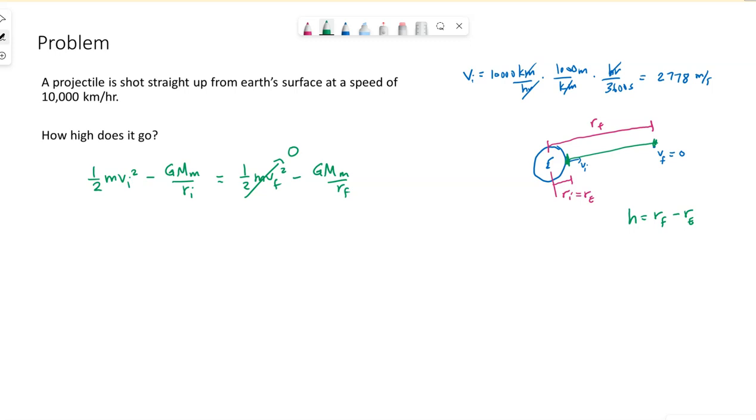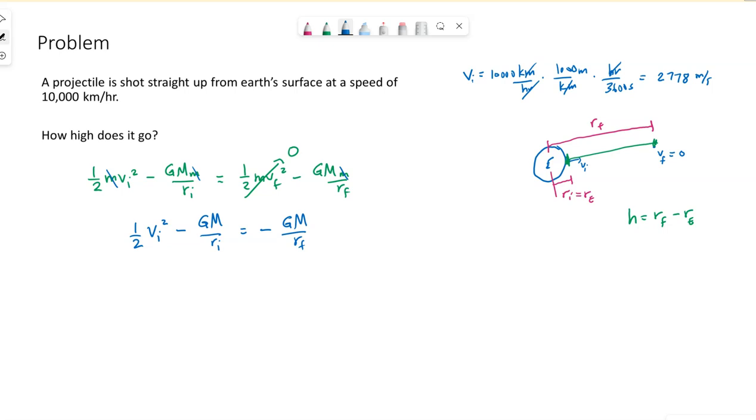Now, one other thing that happens when we are equating the energy initially and finally is that the mass of the projectile cancels out because it is in every term. We're talking about the energy conservation of the projectile itself. So when we equate the initial energy to the final energy, that mass is in every term. So right now, we have 1/2 V initial squared minus GM over R initial is equal to negative GM over R final.